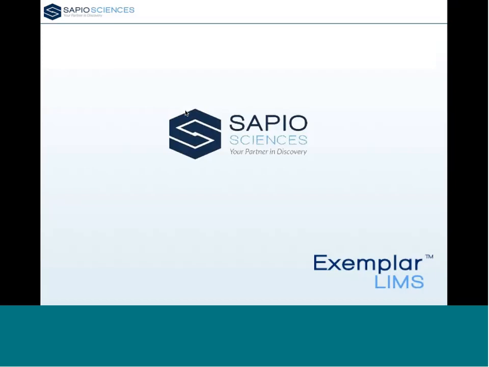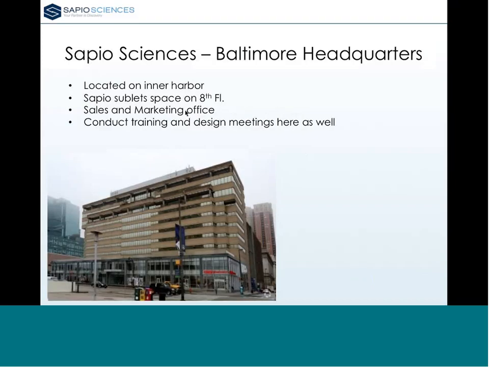Okay, so we're Sapio. A little bit of background on our company, and then we'll talk about our solution and how we're able to do an implementation that's as complicated as Sloan Kettering. We're headquartered in Baltimore, Maryland. If you went to ASHG last October, we were right down the street. This is Pratt Street, right off the Inner Harbor. We lease some space here on the 8th floor. This is primarily our sales and marketing office, but we do have customer training and design meetings here on occasion as well. It's been a great location for us, and we're going to maintain it for the foreseeable future.